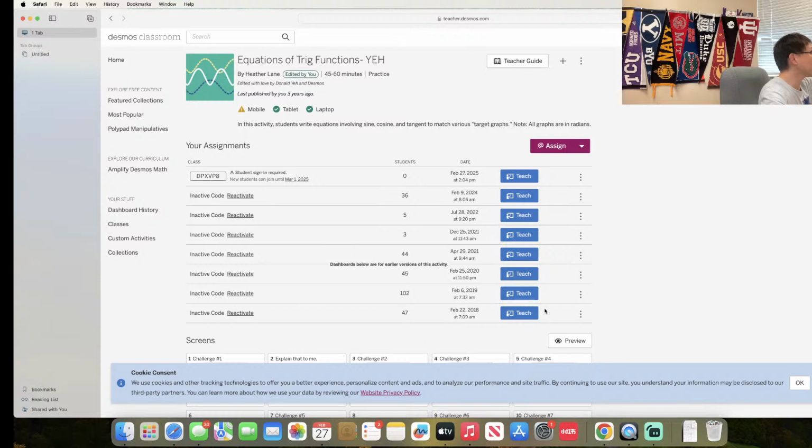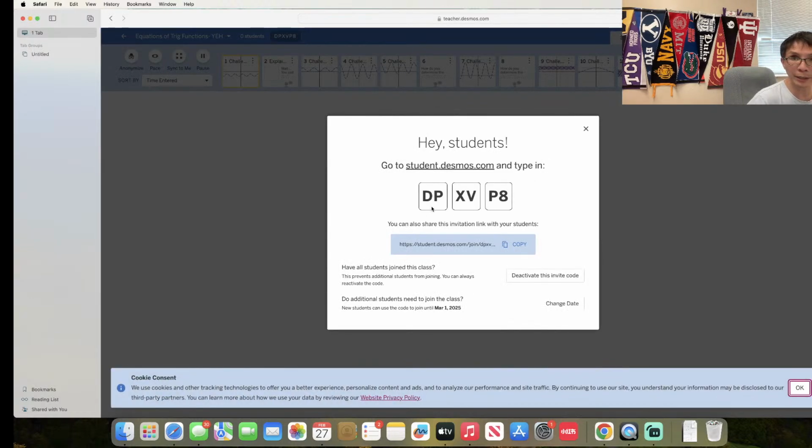I want you to graph in terms of sine and cosine. So I will show you here. The code is right here, right in front of you. Student.desmos.com, DPXVVPA.